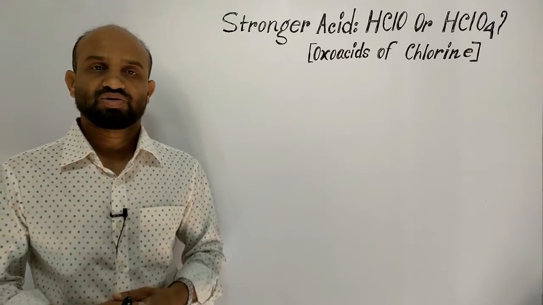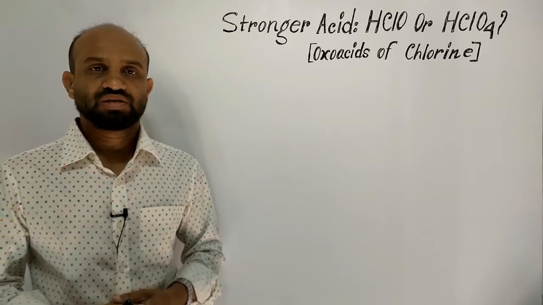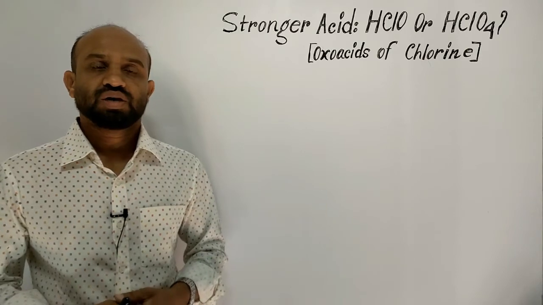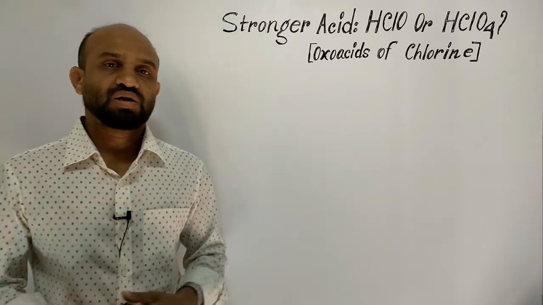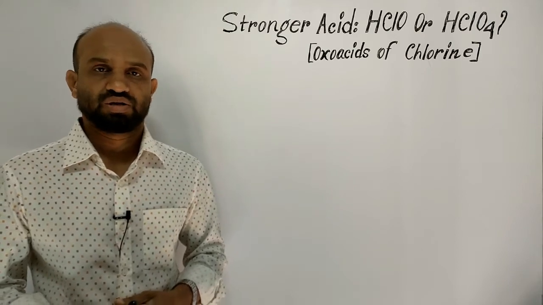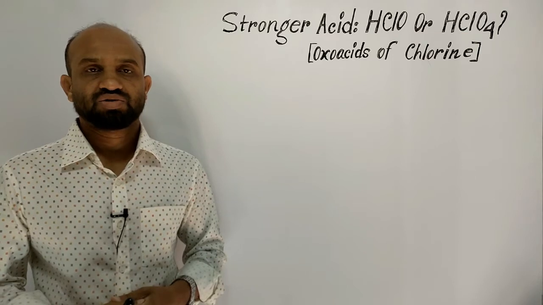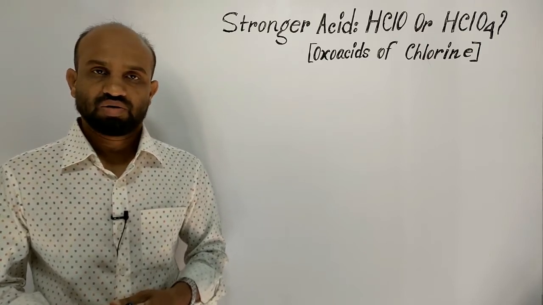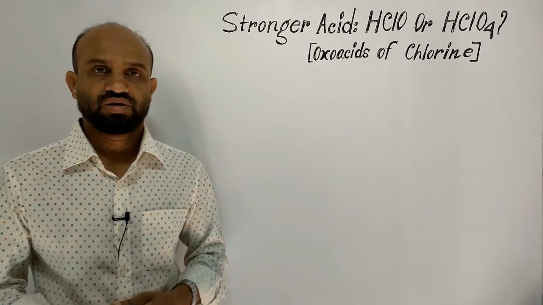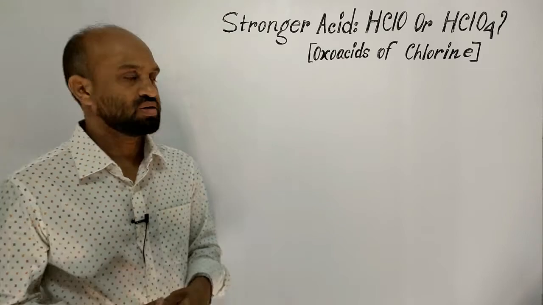The compound that can donate proton in presence of water is called acid according to Arrhenius' ionic concept. And what are oxoacids of chlorine? The acid consisting of hydrogen, oxygen and chlorine is called oxoacid of chlorine. Now let's write the oxoacids of chlorine.